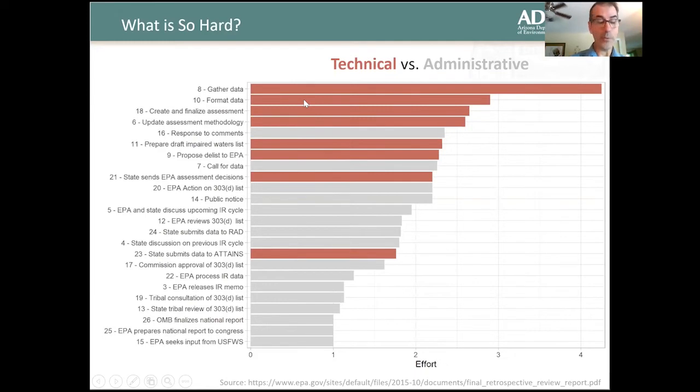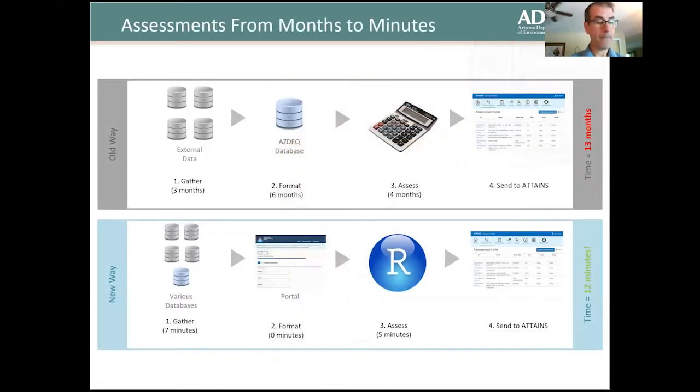Now, I should point out that Arizona did not submit our 2022 assessment by the April 1st deadline. We actually submitted it on April 5th. So close, but not quite. These administrative tasks still were obstacles for us to submit on time.